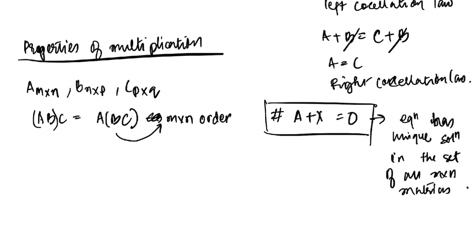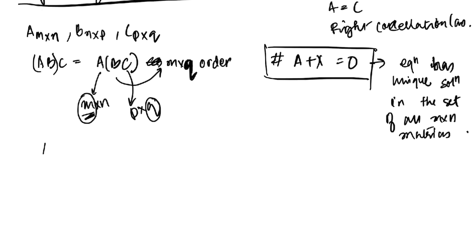Why? Because, just a minute, I made a mistake. It's going to have m cross q order, right? Because this is m cross n and this over here is p cross q, so we consider the number of rows is going to be equal to m, and number of columns is going to be equal to q, okay?